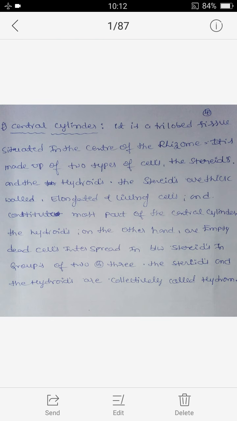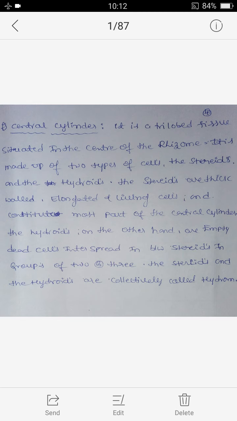Next one is central cylinder. It is a trilobed tissue situated in the center of the rhizome. It is made up of two types of cells, the stereids and hydroids. The stereids are thick walled, elongated, and living cells and constitute most part of the central cylinder.